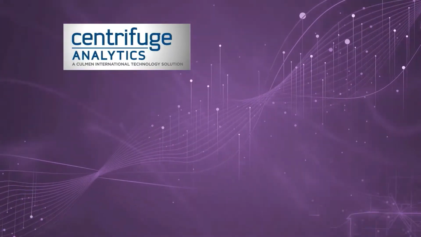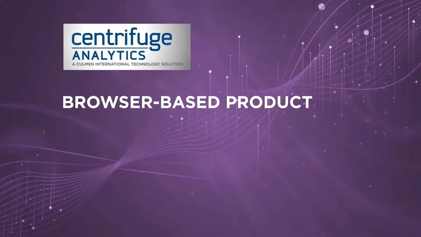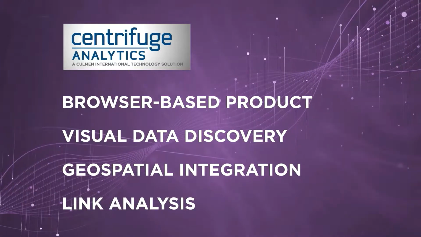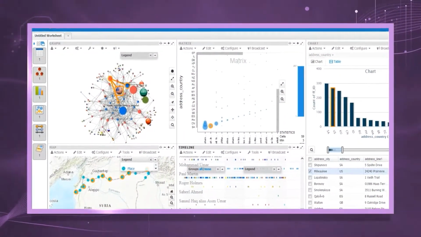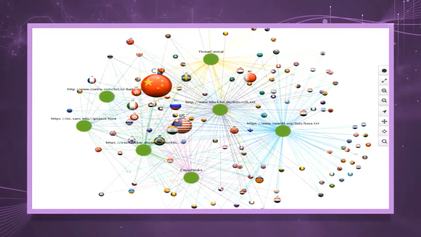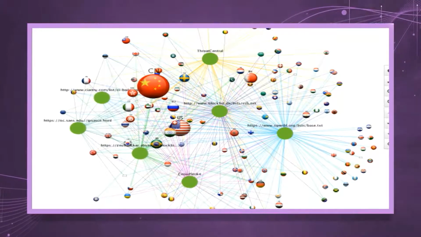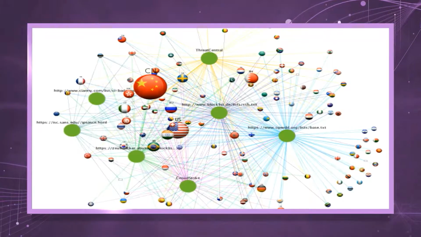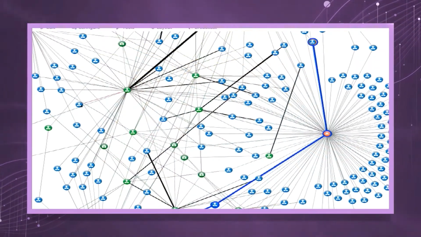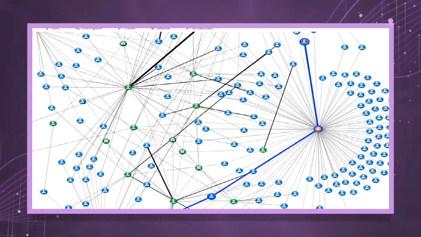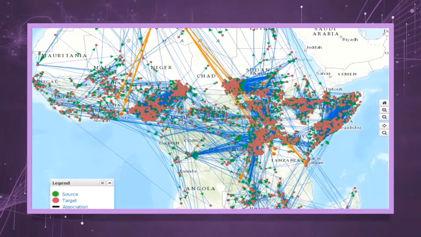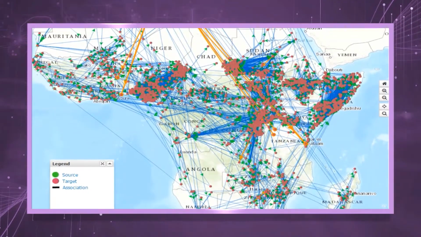Centrifuge Analytics is a 100% HTML5 browser-based product that provides visual data discovery, geospatial integration, and link analysis. This tool will simplify both your analyses of data and the integration of data from multiple sources. It does so by using advanced interactive visualizations, allowing investigators and analysts to integrate those data points into breakthroughs for different use cases. The software uses advanced link analysis, pattern matching, and geospatial integration to quantify these relationships as interactive visualizations, presented in the context of other dimensions of the data.